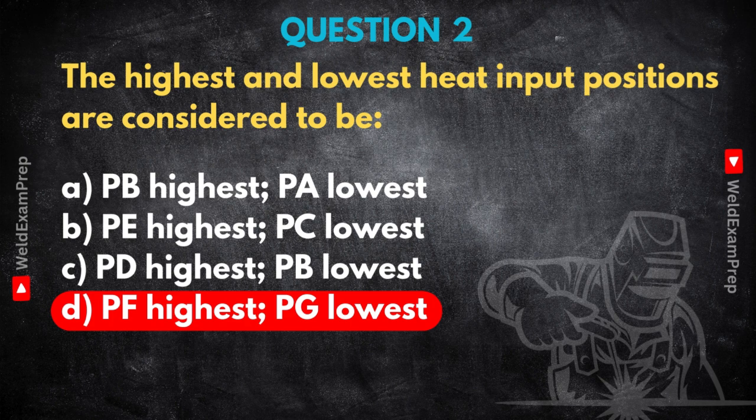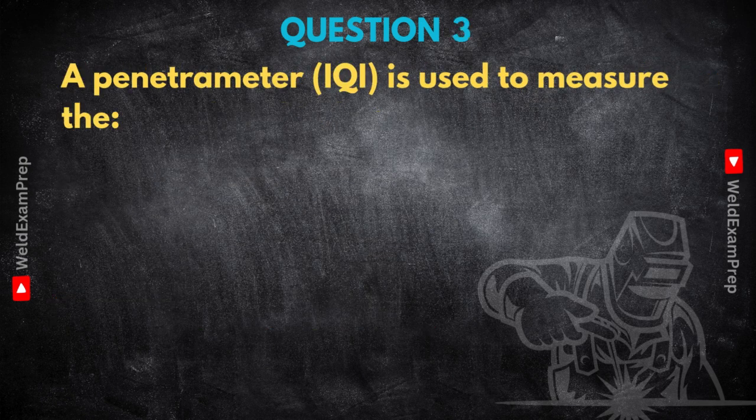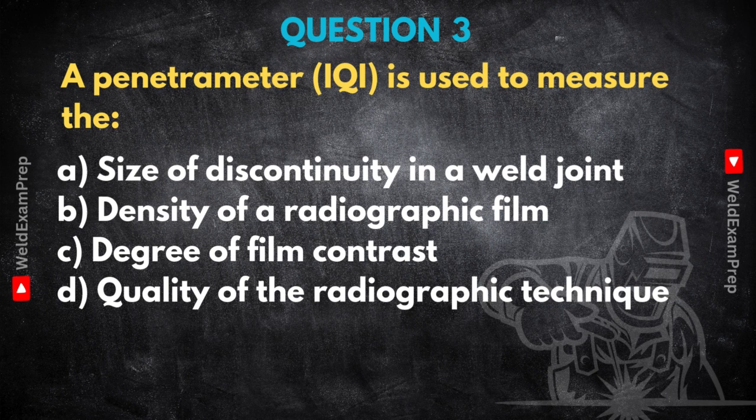Great. Let's move to question 3. This one is about NDT, non-destructive testing, specifically radiography. A penetrometer, IQI, is used to measure the options. A, the size of discontinuity in a weld joint. B, density of a radiographed film. C, degree of film contrast. D, quality of the radiographic technique.